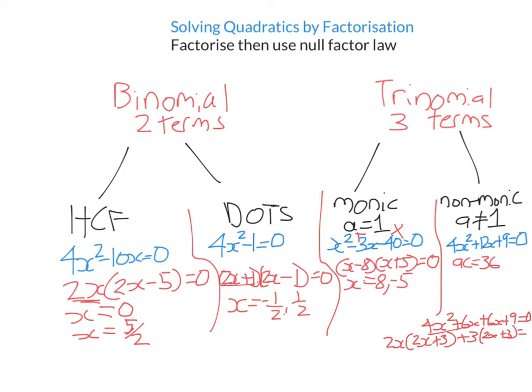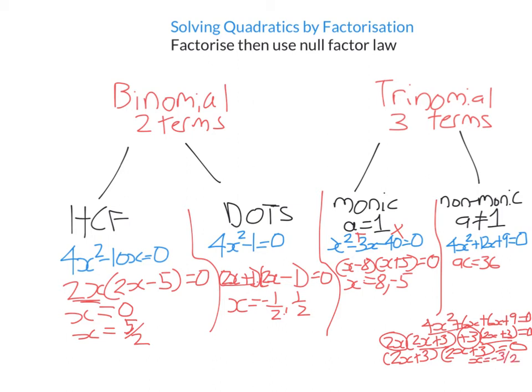Okay, and then you should see there's now a common factor of the brackets. So that common factor is the first bracket. What goes in the second bracket is what's left, 2x plus 3. So this is actually a perfect square. I've got 2x plus 3 all squared equals 0. So there's only one solution this time. If 2x plus 3 equals 0, x equals minus 3 over 2, and we're done.